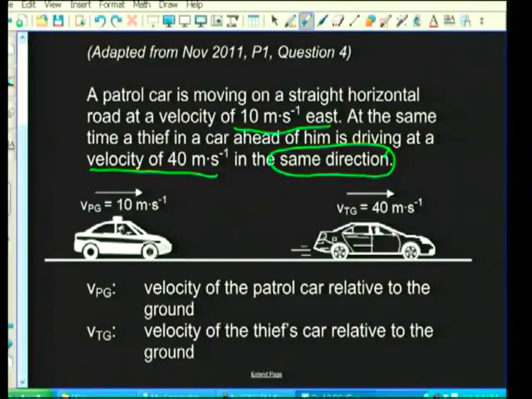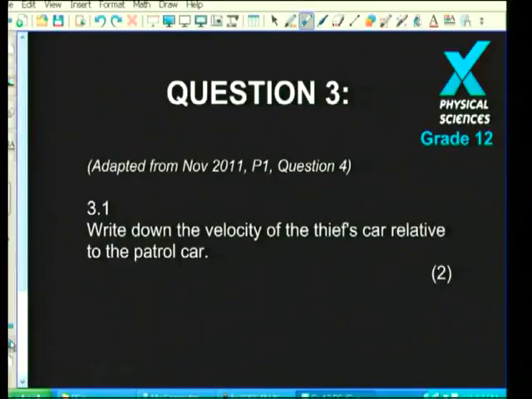And so here we have our picture, the patrol car and the thief trying to speed away from us. They give us this annotation at the bottom, the velocity of the patrol car relative to the ground and the velocity of the thief's car relative to the ground, and those would relate to those two values. 3.1. Write down the velocity of the thief's car relative to the patrol car.